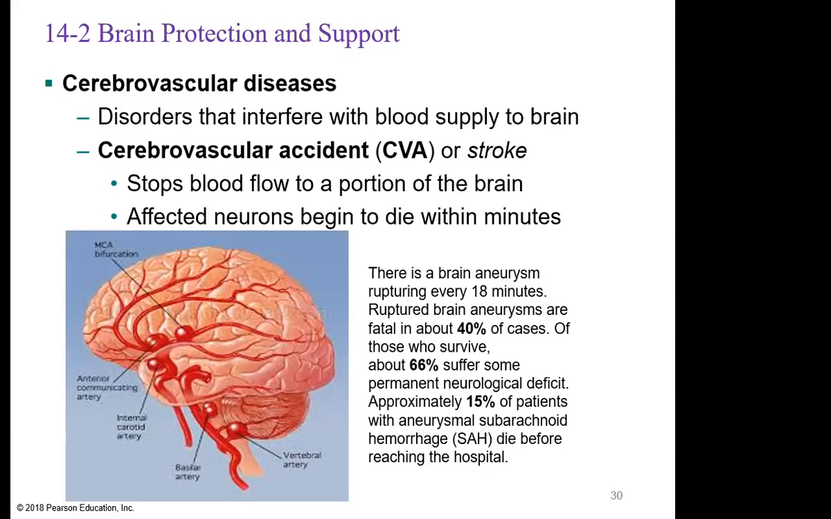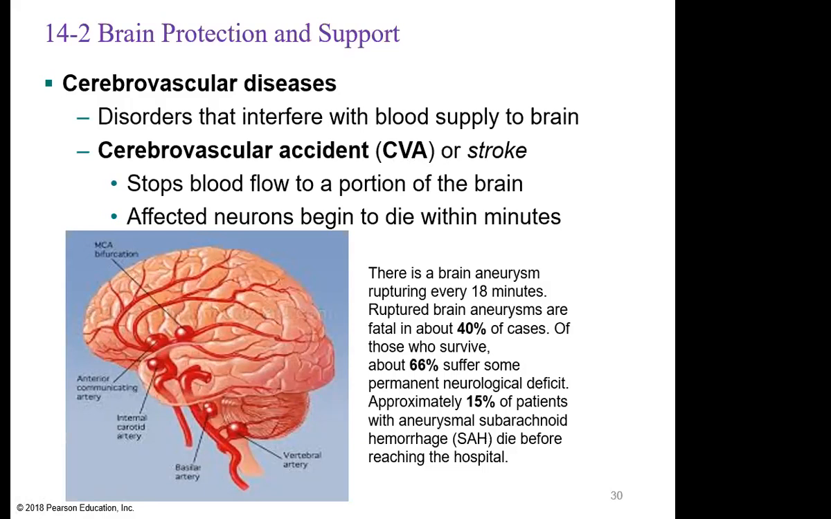Whenever we're looking at any issues that can cause a stroke, also known as a CVA, if there is any issue with blood flow to the brain, affected neurons begin to die within minutes. This does not take long at all. So a few minutes and the clock is ticking, okay? That's why the acronym for stroke is FAST. You literally have to think fast.